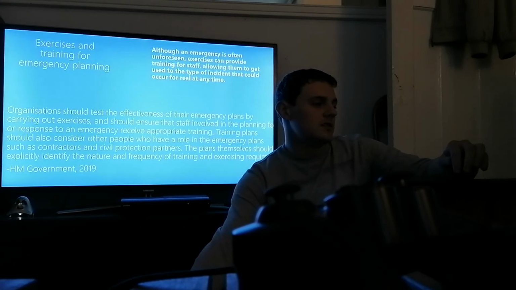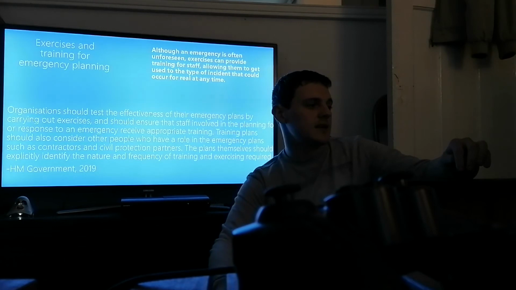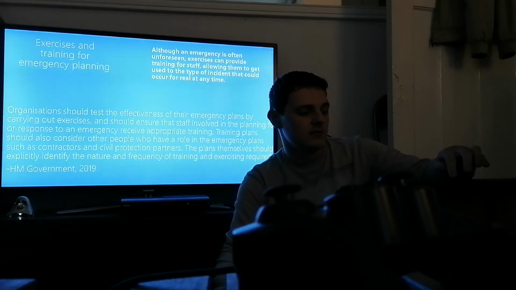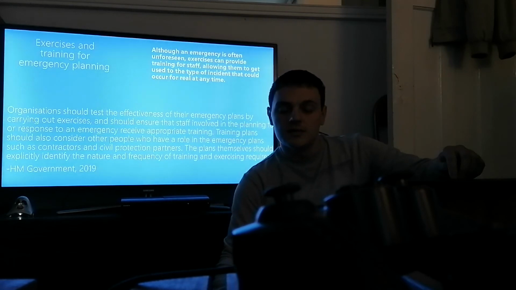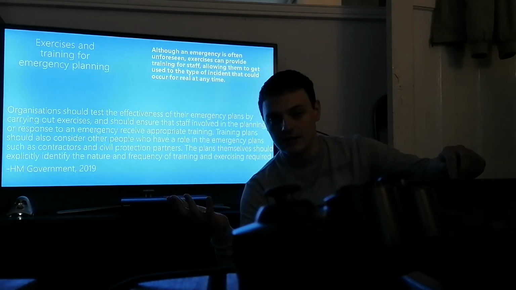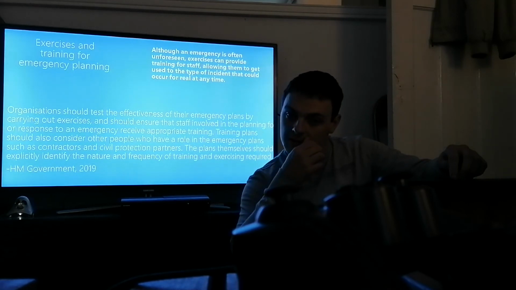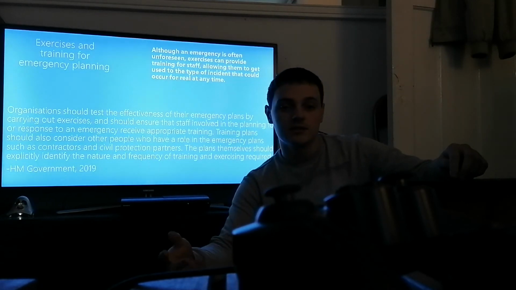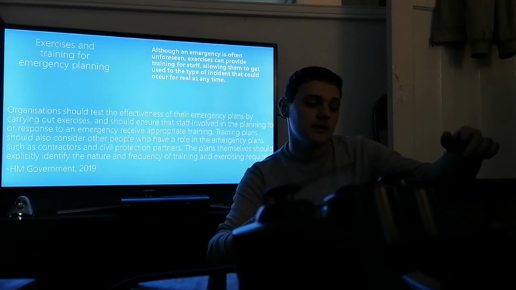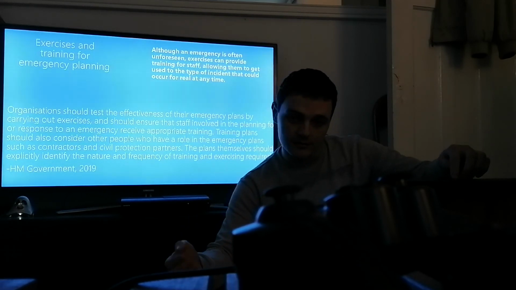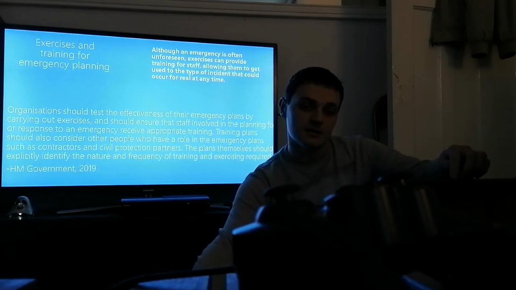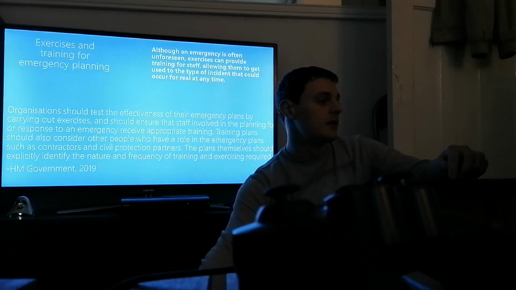Although an emergency is often unforeseen, exercises can provide training for staff, allowing them to get used to the type of incident that could occur for real at any time. So the emergency services will send their staff on, for instance, a fake road traffic accident and see how they respond to it, tell them how they should have responded to it, and hopefully if this happens in real life in the future, they will respond better to the real incident.